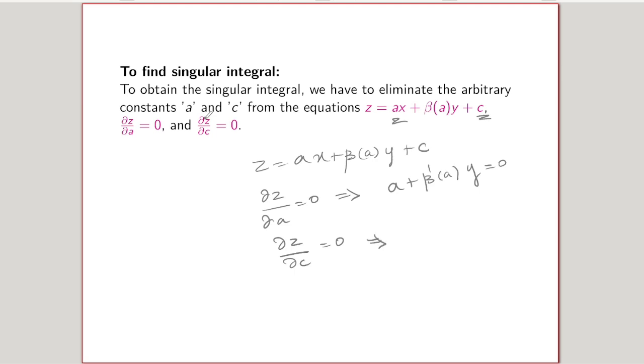But when I come to the third equation, ∂z/∂c is nothing but 1, because the first term is independent of c, the second term is independent of c, and if I differentiate c with respect to c, I'll get 1. Equating 1 to 0 is absurd. There is no meaning for this. It is meaningless. So there is no singular integral for this type of problem. So for the type where f of p comma q is equal to 0, there is no singular integral. This is one of the important points to be noted.